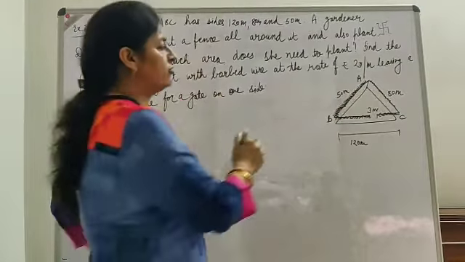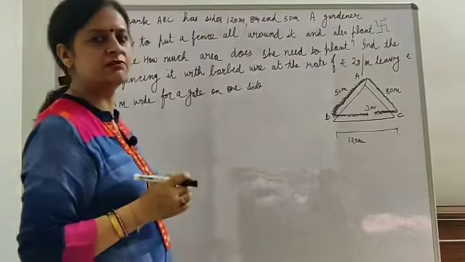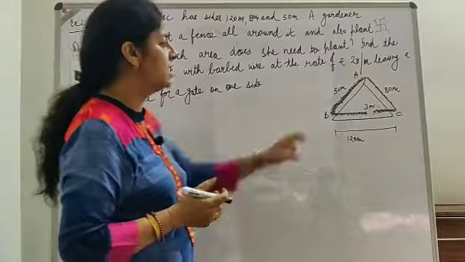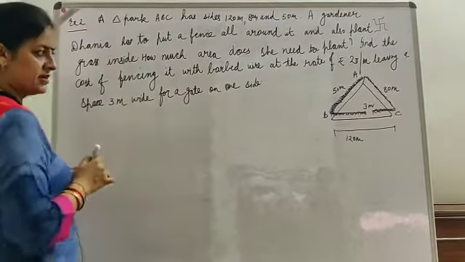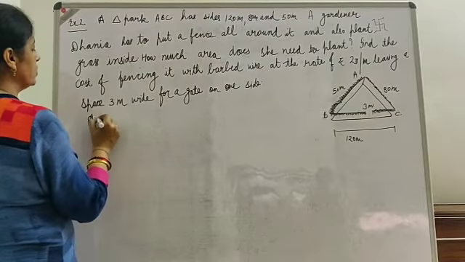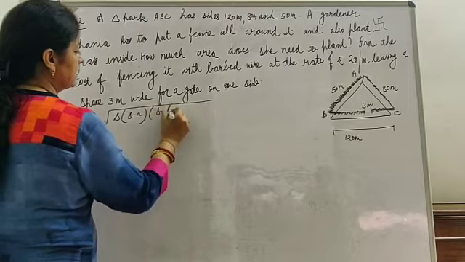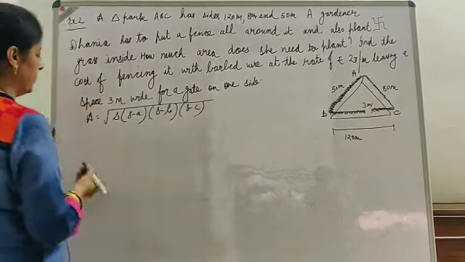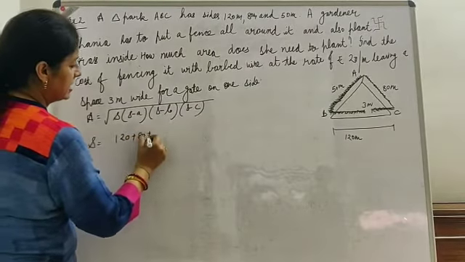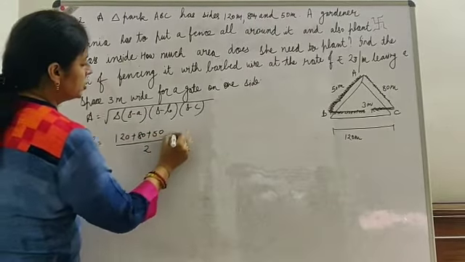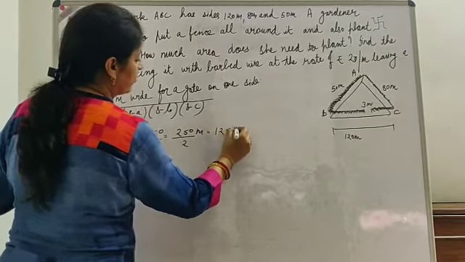The question is, you have to find the area of the park and you have to find the cost of the fencing. For fencing, we have to find the perimeter, and for the area, we have to find the area. Since we have to find the area, the sides are with us. So area is equal to the square root of S, S minus A, S minus B and S minus C. Let's find the semi-perimeter. That is 120 plus 80 plus 50 divided by 2. This is 250 by 2 meter, that is equal to 125 meter.